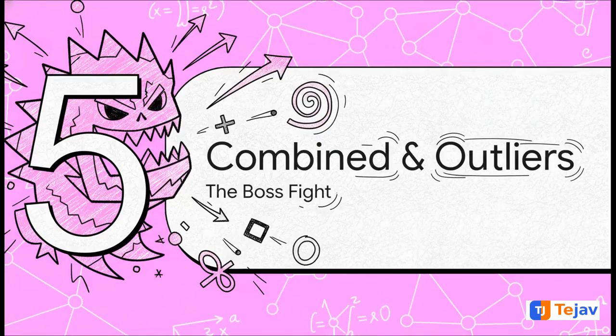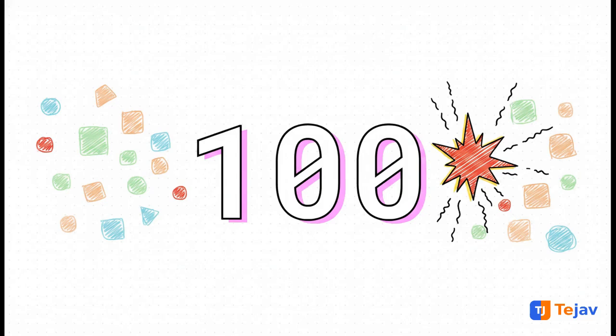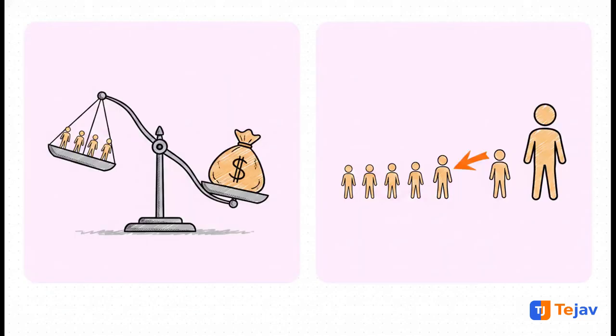All right, things are heating up. Level 5, combined examples and outliers. The boss fight. Imagine we've got a data set of small numbers, 5, 6, 7, 8, and then suddenly, bam, 100 drops in out of nowhere. In statistics, we call a number like this an outlier. It's an extreme value, and it acts exactly like a wildcard that completely disrupts our normal data.